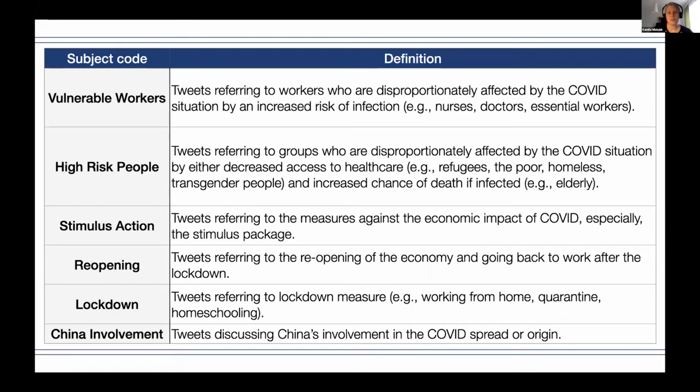After we filtered our data set, we started the coding process. We were 4 coders. We took a couple of samples of the tweets that we had, and we used a bottom-up approach to see what kind of themes we could see in the discourse. After multiple iterations, we came up with those 6 codes that you can see on the screen: vulnerable workers, high-risk people, stimulus action, reopening, lockdown, and China involvement. And then we validated our regular expressions using the encoder.